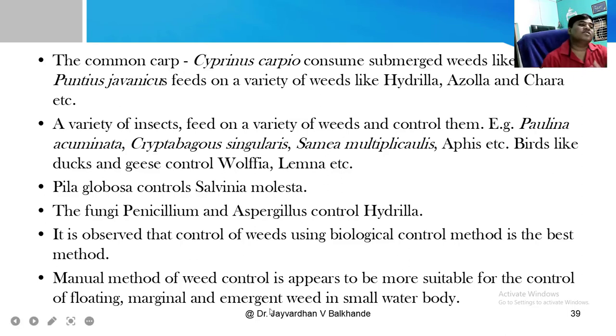So the common carp, Cyprinus carpio, consumes submerged weeds like Najas. Puntius javanicus feeds on a variety of weeds like Hydrilla, Azolla and Chara, etc. A variety of insects feed on a variety of weeds and control them, for example Paulinia acuminata, Cyrtobagous singularis, Samea multiplicalis, Aphis, and birds like ducks and geese control Eichhornia and Lemna. So see here, not only fishes can be used as a biological agent or biological control, but we can use a variety of insects.